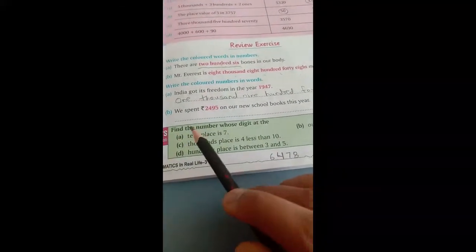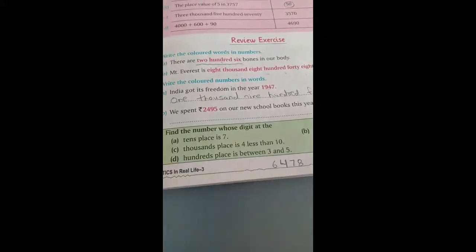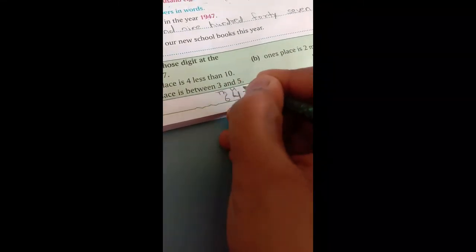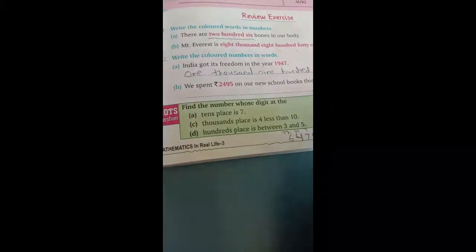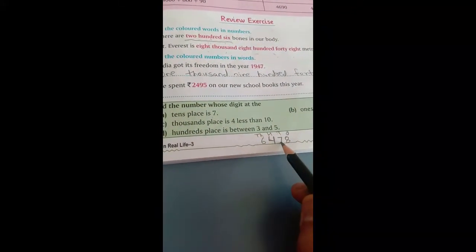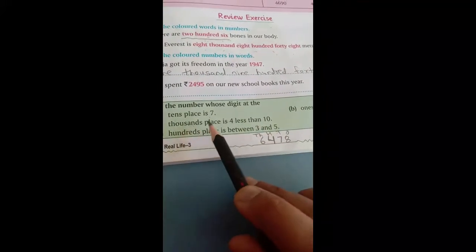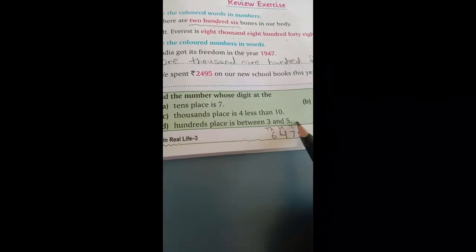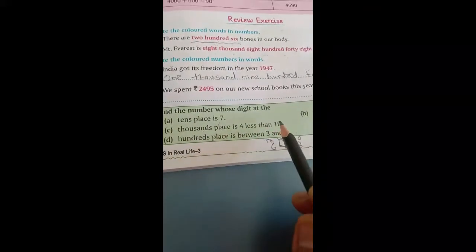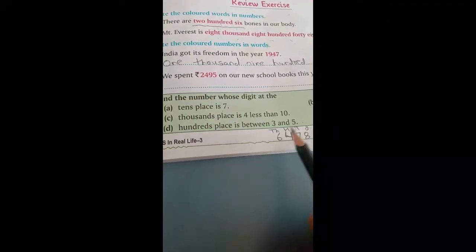Hot question. Find the number whose digit is at this place. Now we have to make the number. I have made it, I am only explaining it to you. Now look, tens place is 7, so I wrote 7 under tens. 1000 place is 4 less than 10. The number at the 1000 place is 4 less than 10, so 10 minus 4 is 6.